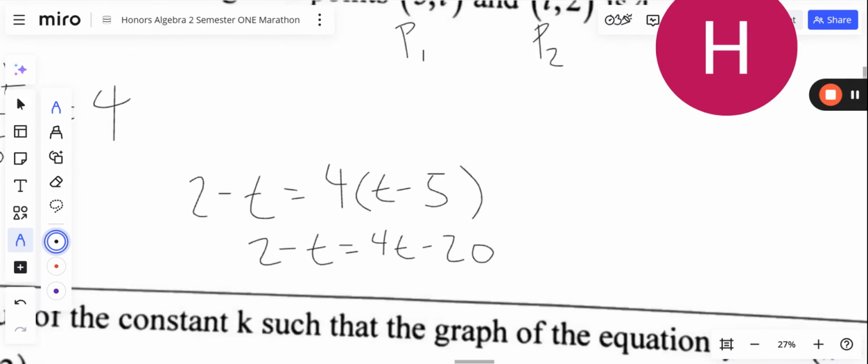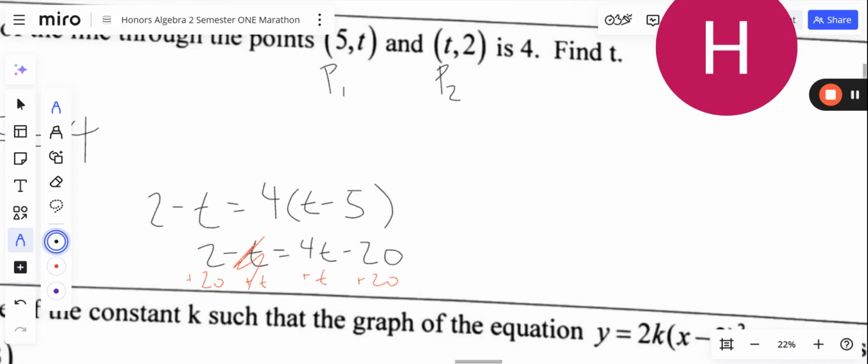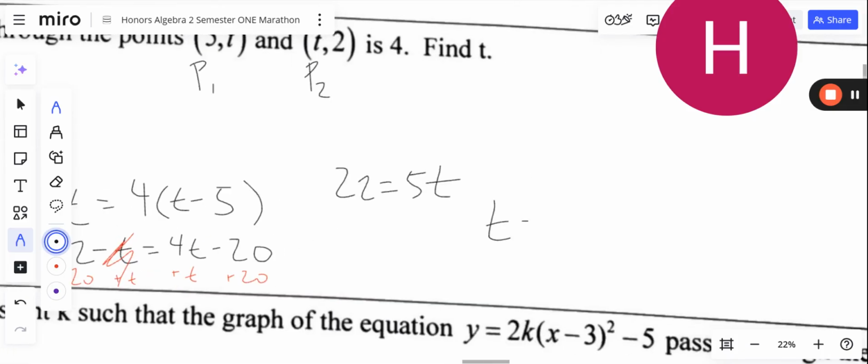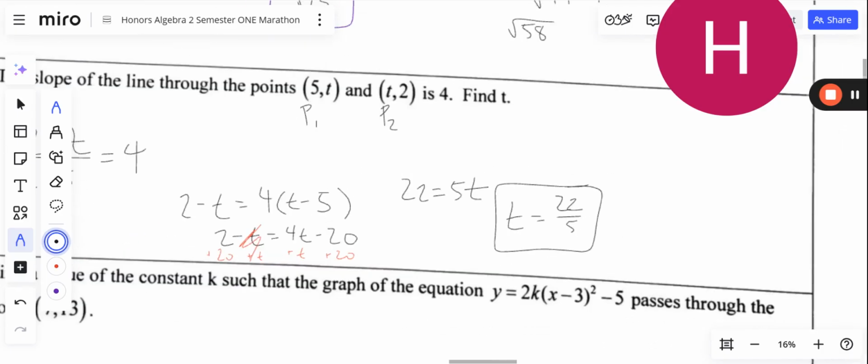Get all the t's on one side, so maybe we'll add t, and then get all the numbers on the other side. So we'll add 20, add 20. Okay, so 22 equals 5t. T equals 22 over 5, 4.4. If you really want to put a decimal, that's fine.